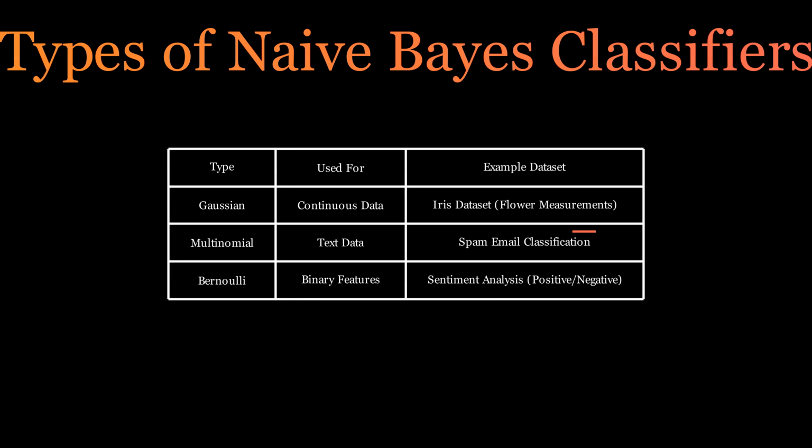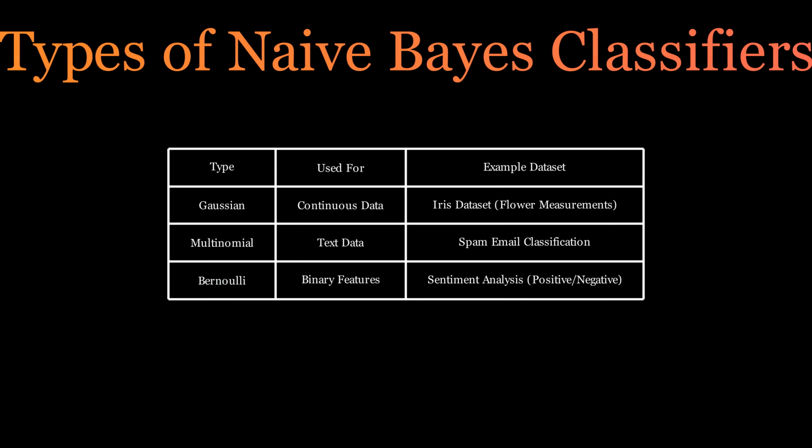Next, we have multinomial naive Bayes. It is used for text classification problems, where word frequencies matter. For example, determining whether an email is spam based on word occurrences. Finally, Bernoulli naive Bayes. It is best suited for binary features, where features take only 0 or 1 values. A good example is sentiment analysis, where a sentence is classified as positive or negative based on word presence.